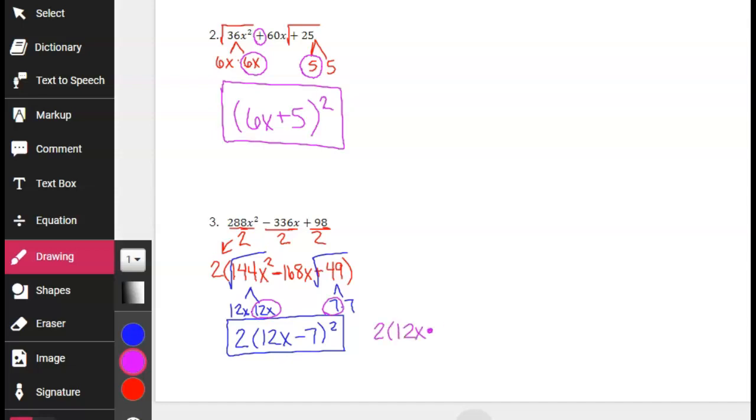12x times 7. Well, 12x times 7 is 84x. And if I double it, I get 168x. But I don't want 168x. I want negative 168x. So the only thing that can fix this is making the 7's negative. And that will give me the middle term that I need, which is why this negative appears in my answer.